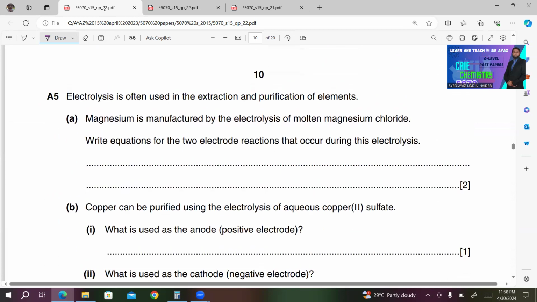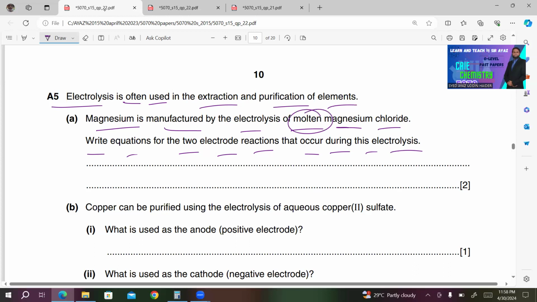This question is about electrolysis. Electrolysis is often used in the extraction and purification of elements. A, magnesium is manufactured by the electrolysis of molten magnesium chloride. Write equations for the two electrode reactions that occur during this electrolysis. So we have molten magnesium chloride. At the cathode, there must be Mg2+ ion gaining electrons. So you write Mg2+ plus 2 electrons gives Mg.